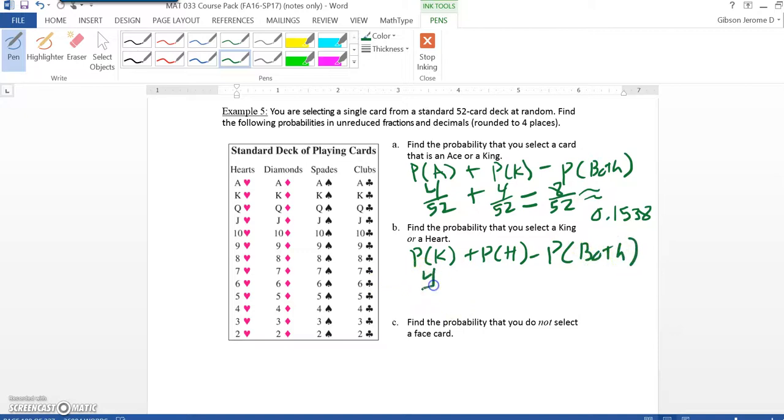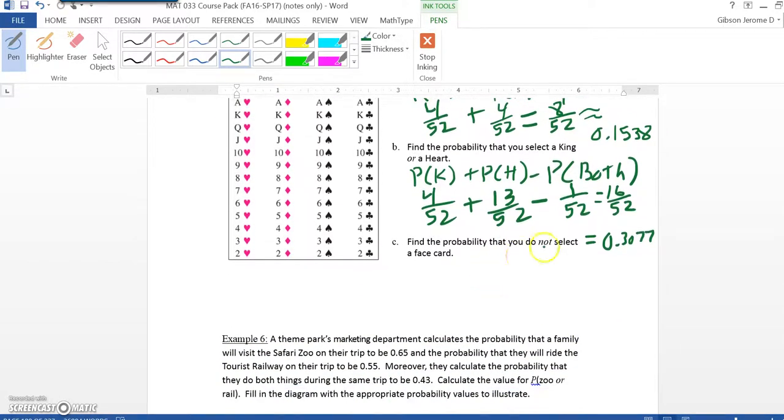Now the probability of a king is 4 out of 52. The probability of a heart is 13 hearts out of 52. And the probability of both it being a king and a heart is 1 out of 52. Now after we add and subtract here, we will get 16 over 52, which rounds to 4 decimal places of 0.3077. Okay, and that's the final answer for B. Now we come to C.